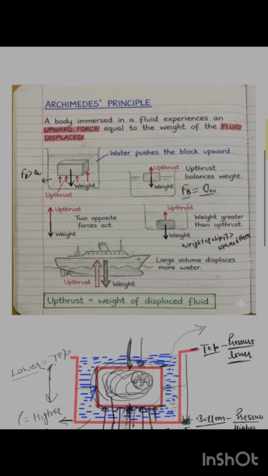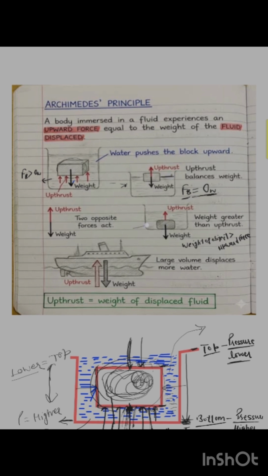As you can see here, this block is not totally submerged or sunk in the water. It rises in the upward direction because the buoyant force is greater than the weight of this object. But in case of this, here the buoyant force is equal to the weight of the object. That is why it floats on the water.